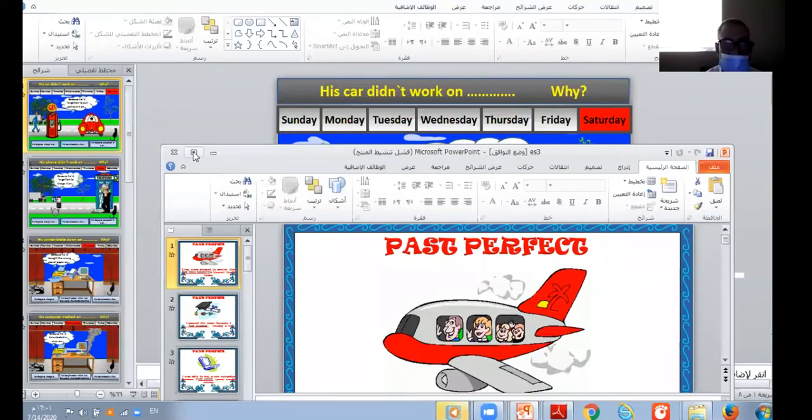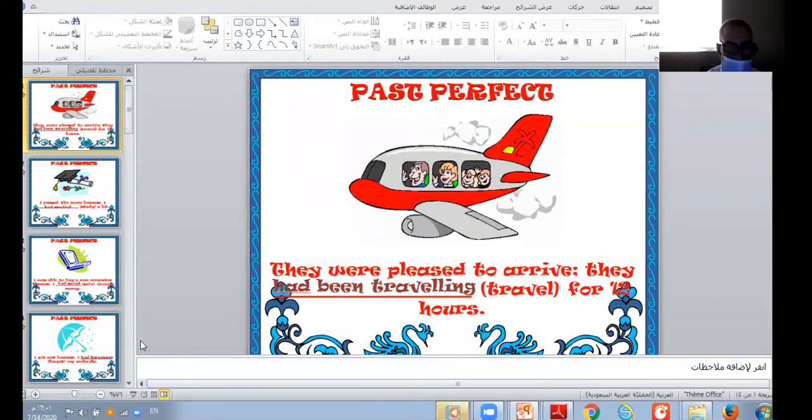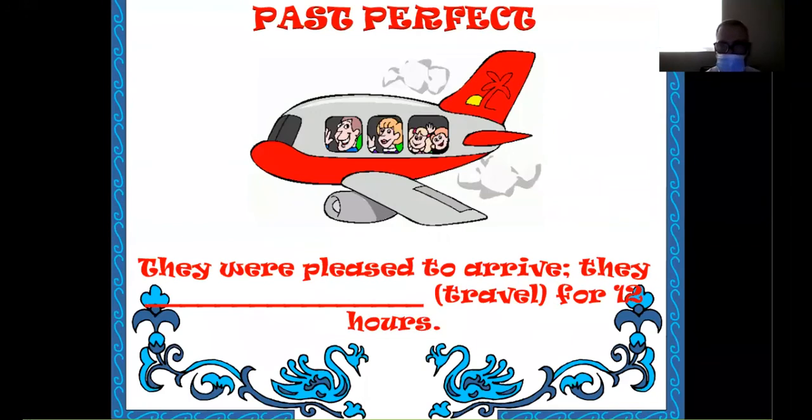We have more exercises. Look and see. They were pleased to arrive. They traveled for 12 hours. Look. Okay, they were pleased to arrive after they had been traveling, had been traveling for 10 hours. Okay, so first they traveled, then they were pleased.